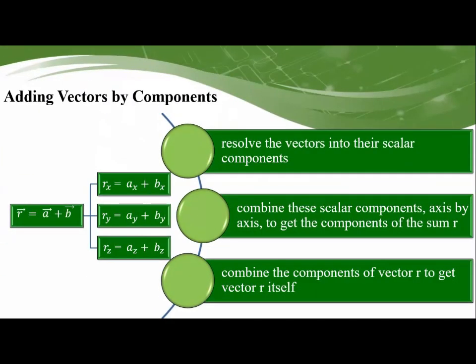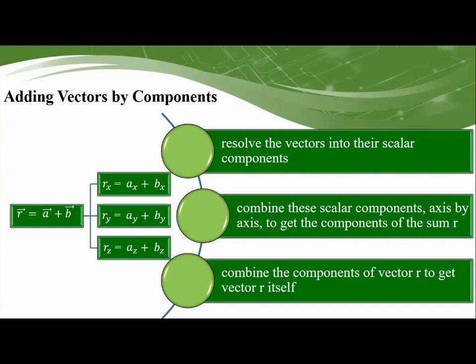Adding vectors by components. We can combine vectors component by component, axis by axis. To start, consider the statement R equals A plus B, which says that the vector R is the same as the vector A plus B. Thus, each component of R must be the same as the corresponding component of A plus B: Rx equals Ax plus Bx, Ry equals Ay plus By, and Rz equals Az plus Bz.